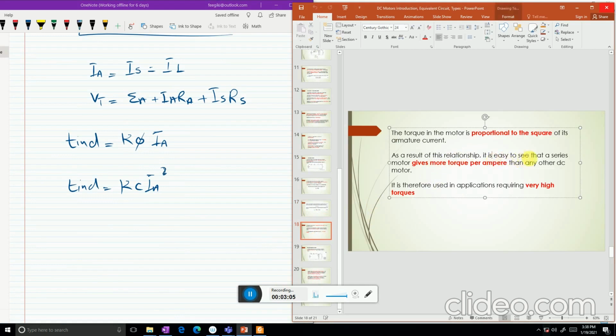It is easy to see that a series motor gives more torque per ampere than any other DC motor, and is therefore used in applications where high torques are required. So this is the advantage of the series motor, that a series motor can produce higher torque than other motors.